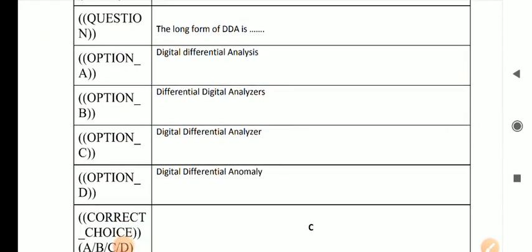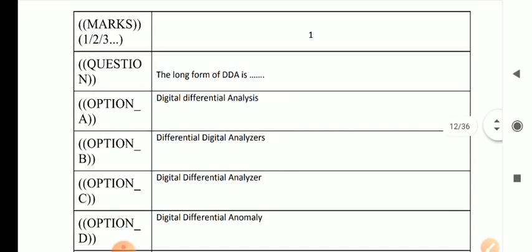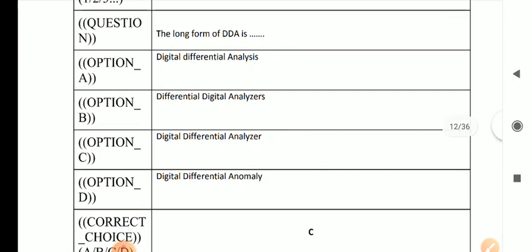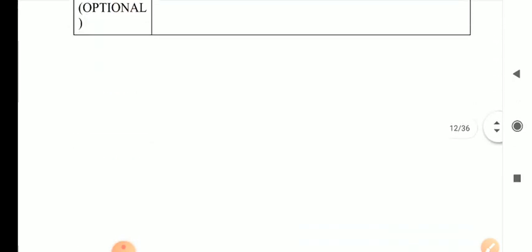The long form of DDA is, so we know that there are different forms given. First is digital differential analysis. So analysis is not there, we know it is analyzer. Second one is differential digital analyzer. So the words are interchanged, digital differential digital. So this is not the answer. Digital differential analyzer. So option C is the answer, digital differential analyzer, the DDA line drawing algorithm.